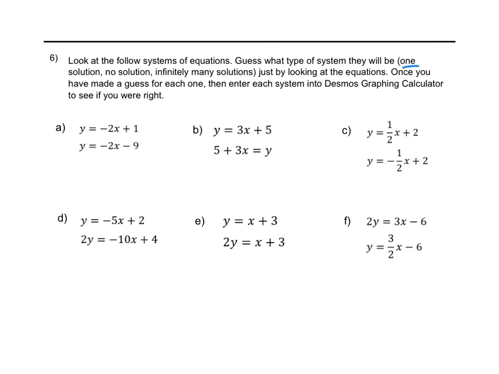And this last one, number 6, look at the following systems and guess which type of system they will be. Will it be a one solution? Will it be a no solution? Or will it be an infinitely many solution? Just by looking at them, not by graphing, just by looking at them. Then once you've made a guess for each one, go and enter them into the Desmos graphing calculator and just see if you got the right thing, okay?